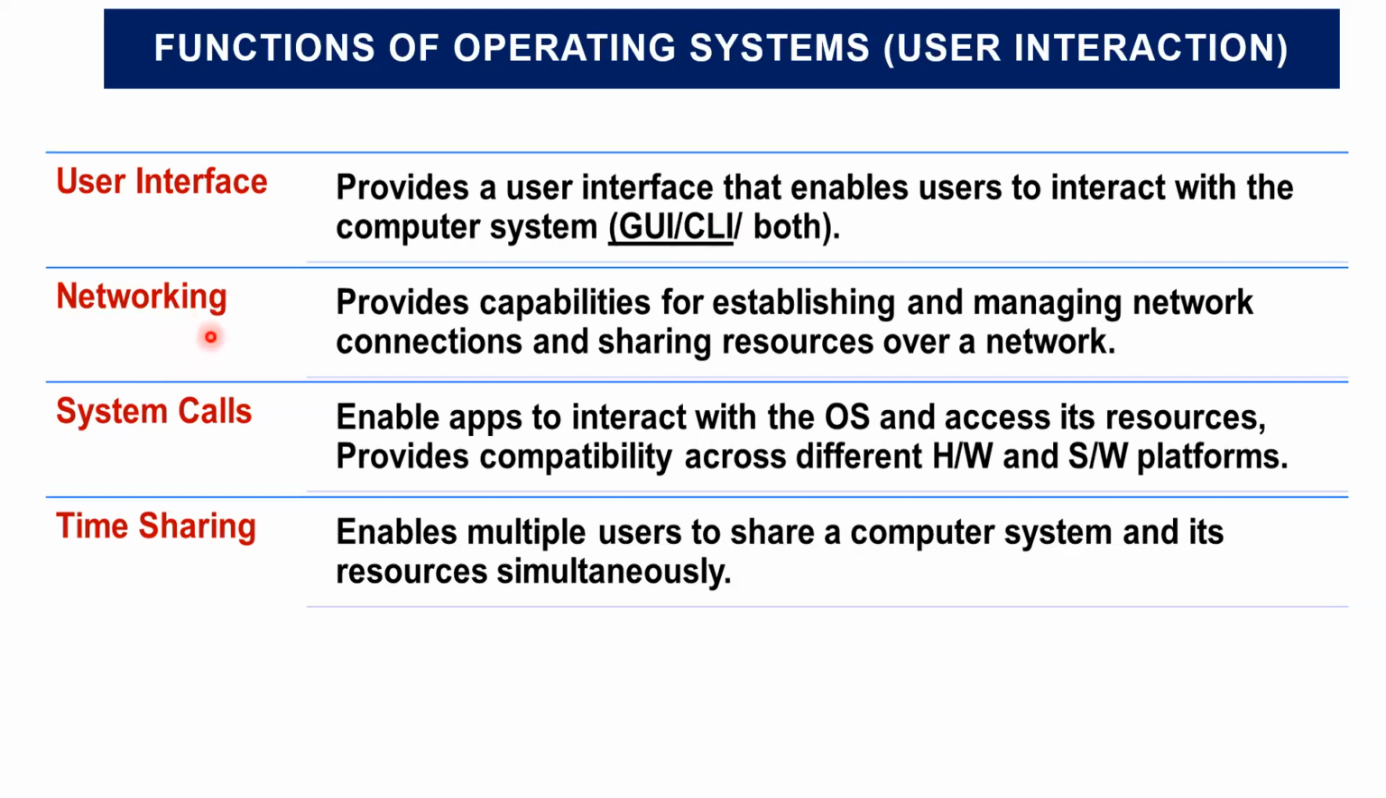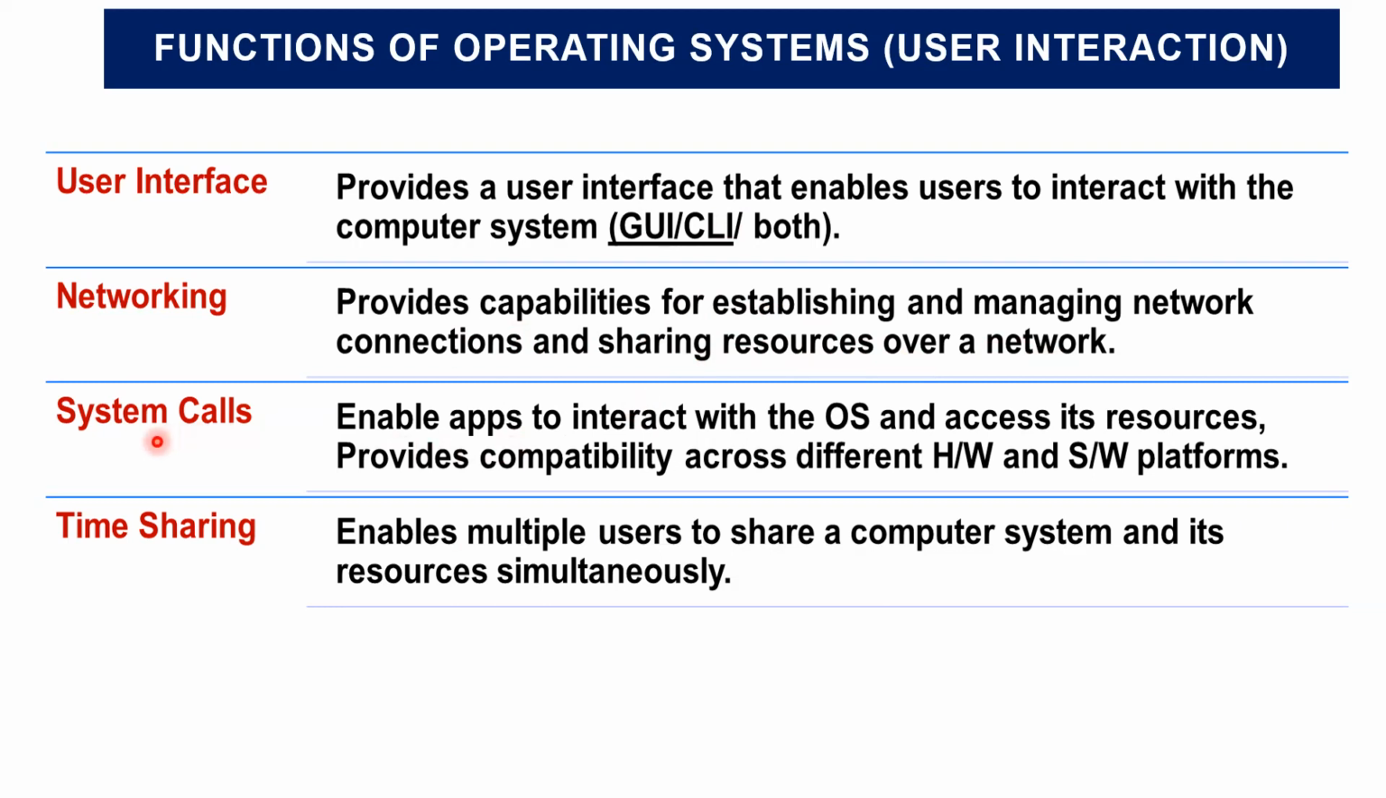And the next functionality is networking. Nowadays we are using the internet, so the computer from where we are accessing the internet should be able to connect to the network. The operating system provides the capabilities for establishing and managing network connections and also for sharing of resources over the network. For example, a printer which is shared by multiple computers is an example of sharing of resources over a network.